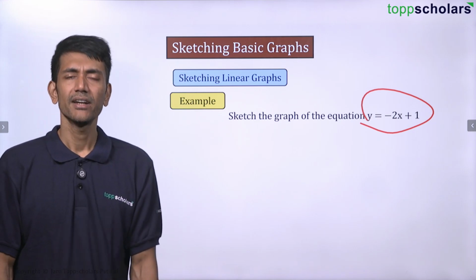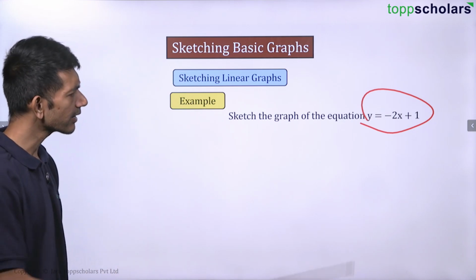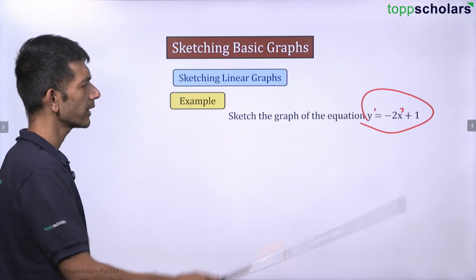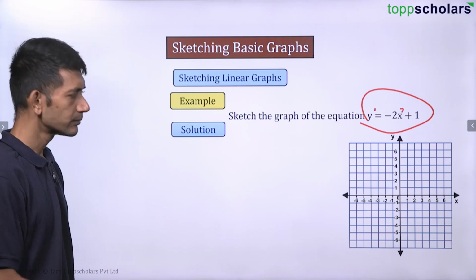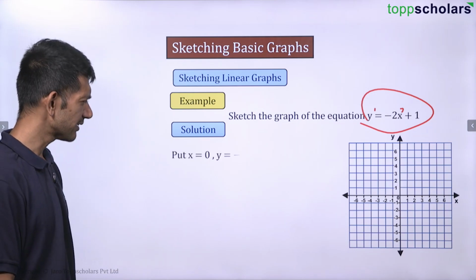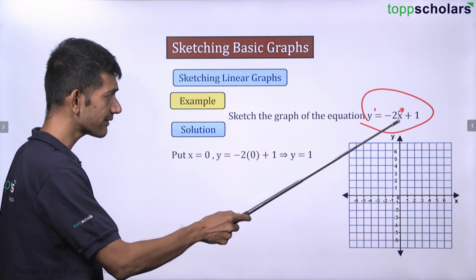First of all, identify, is it a linear graph? Yes, it is a linear graph. The power of the variables is 1. Okay, so this is going to be a straight line, of course. How is it going to be a straight line? Let us see. We draw the x-axis, we draw the y-axis. Firstly, we put x as 0.